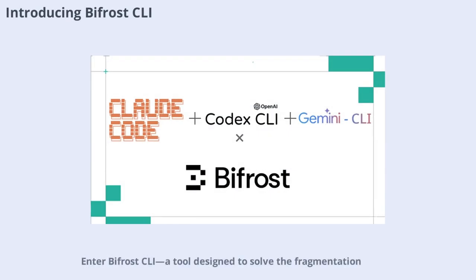Enter Bifrost CLI, a tool designed to solve the fragmentation problem by acting as a universal gateway for coding agents. Instead of treating Claude Code, Gemini, and Codex as separate workflows, Bifrost CLI lets you launch them all from one interface, routing everything through the Bifrost gateway. This means you can choose your gateway, harness, and model interactively, without manually stitching together configurations. The result? A seamless experience where you can focus on coding, not setup.